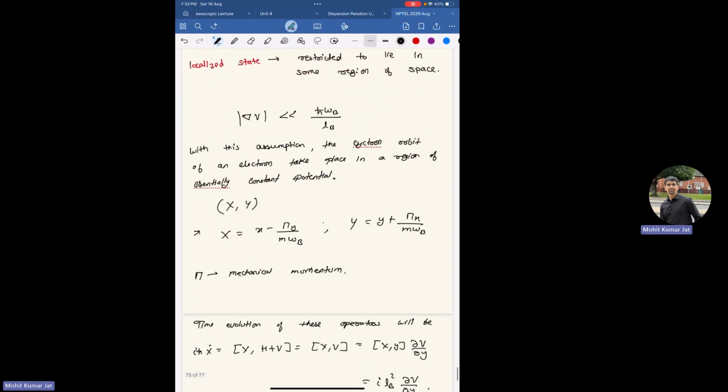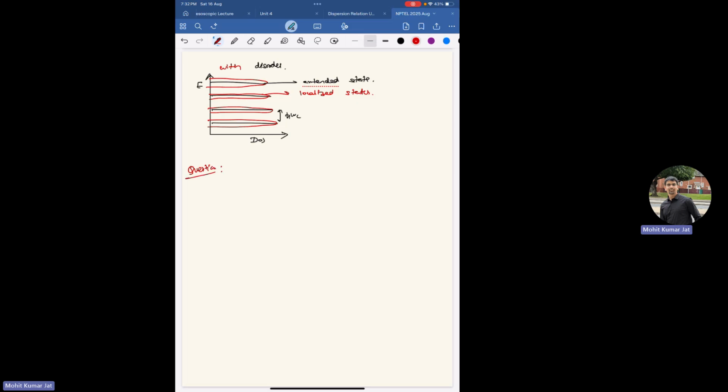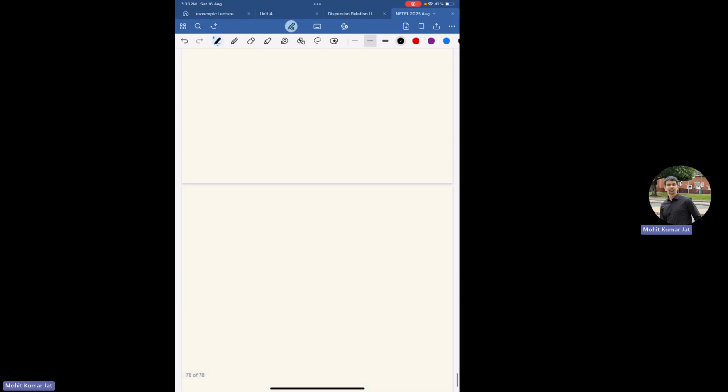So the next question is, what will happen if you put a two-dimensional electron gas in a perpendicular magnetic field, B z cap, and along with that an electric field E in the x direction? Let's discuss this one.